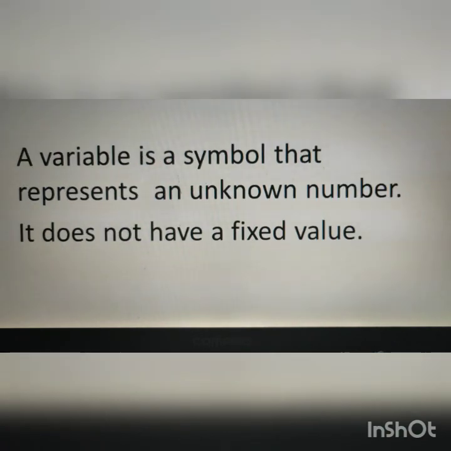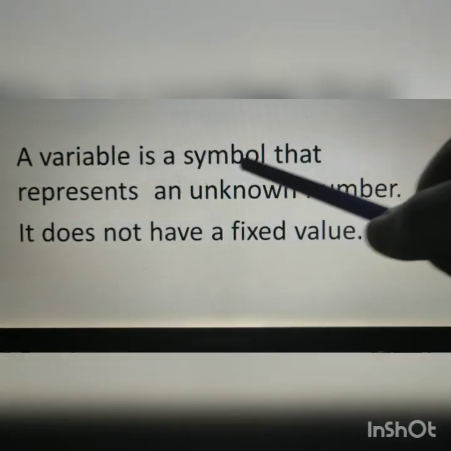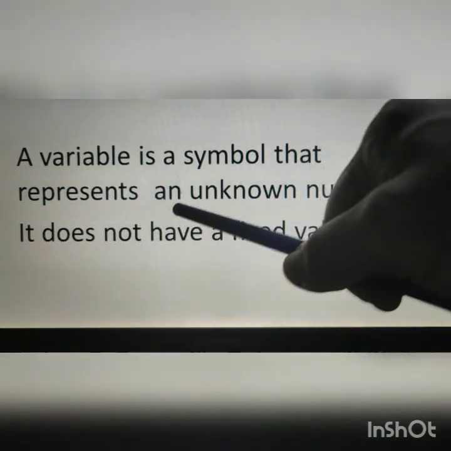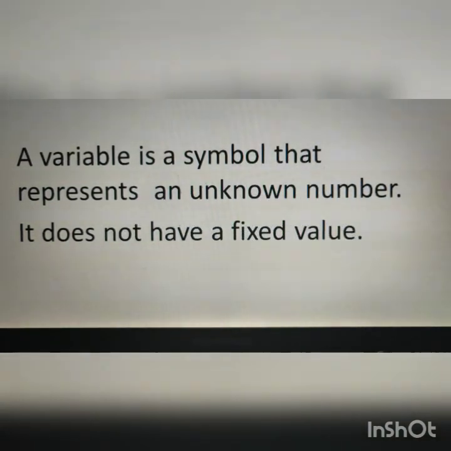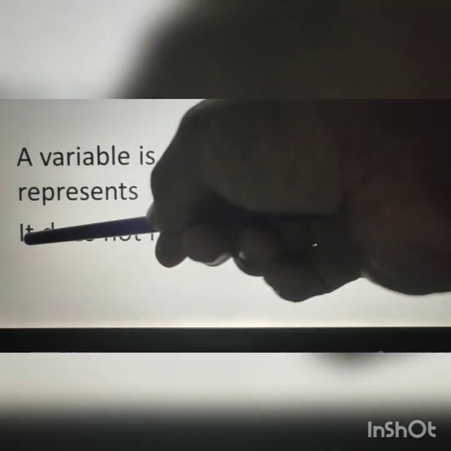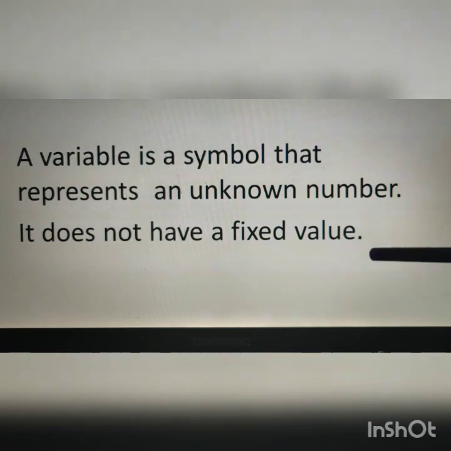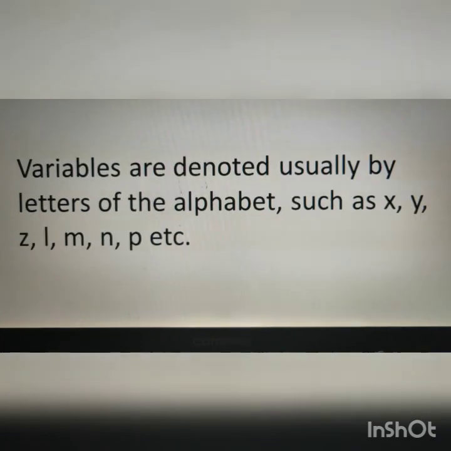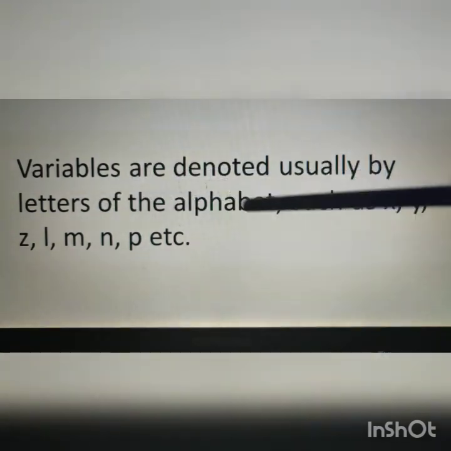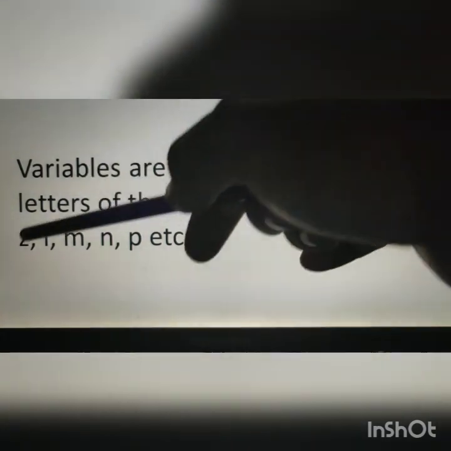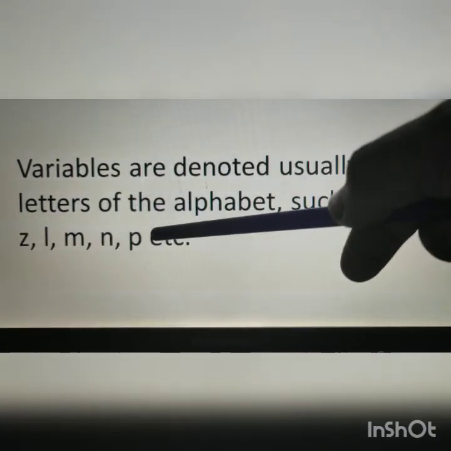In the example, we have discussed m is a variable. So what is a variable? A variable is a symbol that represents an unknown number. We don't know the value, so we will take a variable to represent the number. It does not have a fixed value. Variables are denoted usually by letters of the alphabet such as x, y, z, l, m, n, p, etc.